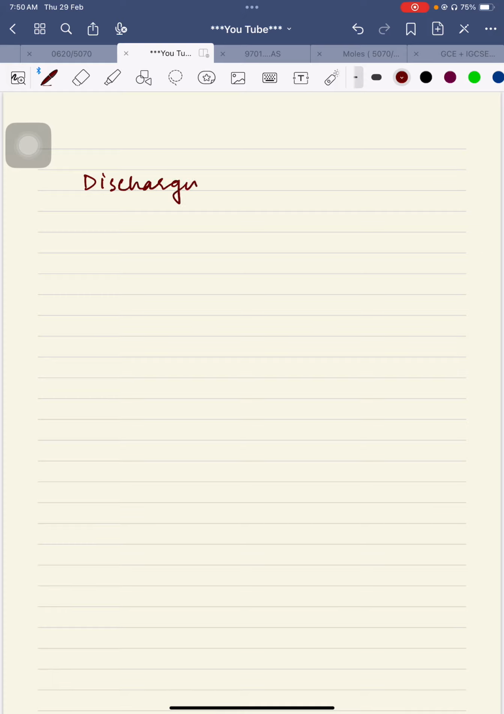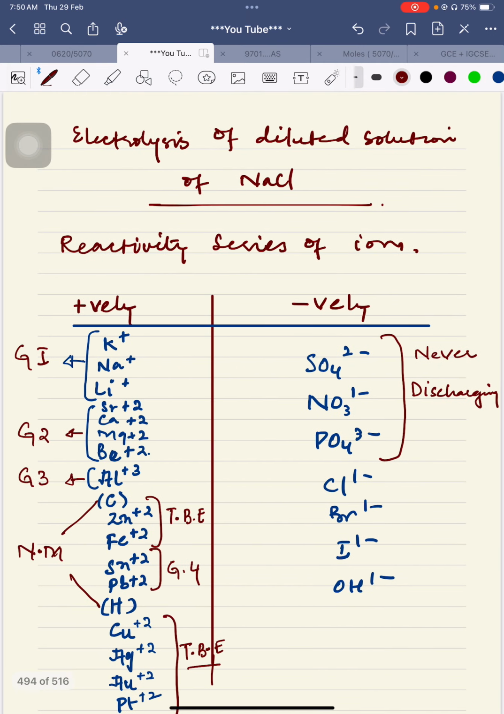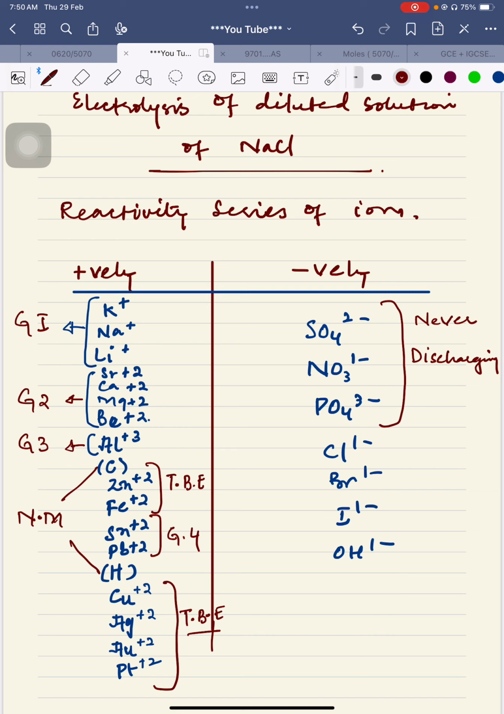Discharging is inversely proportional to reactivity. What is the meaning of this? The higher the reactivity of the ion, the higher the position of the ion in the reactivity series, hence the lower the discharging, and vice versa. So according to this reactivity series, potassium has the highest reactivity, hence it has the lowest discharging rate, whereas platinum has the highest discharging rate, whereas lowest reactivity. In the same way, hydroxide has the lowest position, lowest reactivity, hence it has the highest discharging rate.